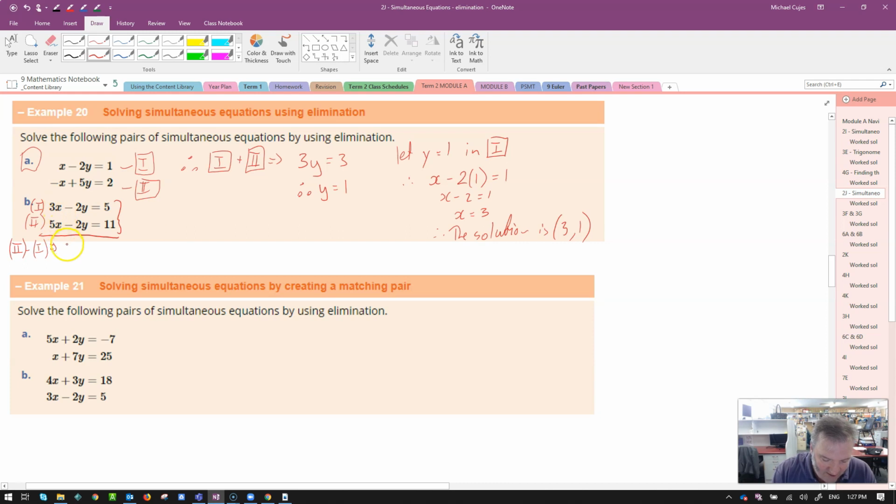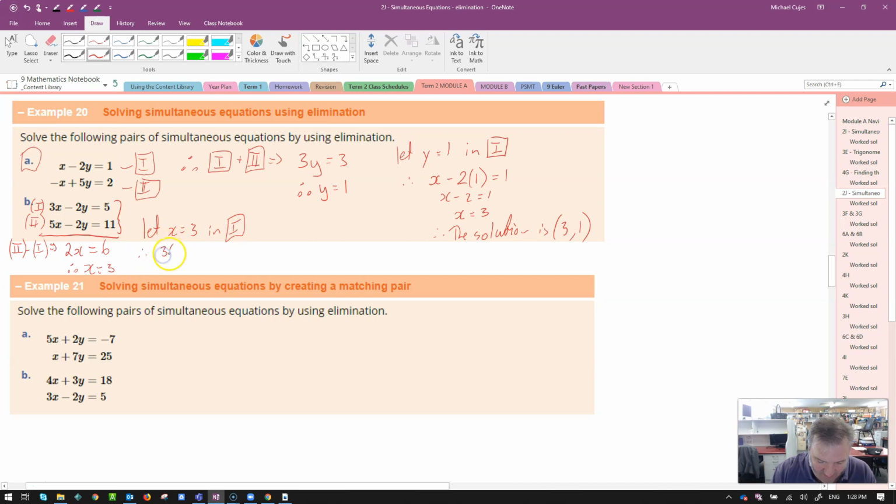So 5x minus 3x is 2x. Negative 2y, when I take away negative 2, that's adding 2y, they're going to disappear. Negative 2y plus 2y is 0, so I've got 2x on the left, and 11 minus 5 equals 6. Straight away you can see the answer, x equals 3, and then it's a matter of substitution. In this one, I don't have a situation where I've got a positive coefficient for y, so it doesn't matter which equation I substitute it into. I'm going to let x equal 3, and I'll just go for equation 1, because why not?